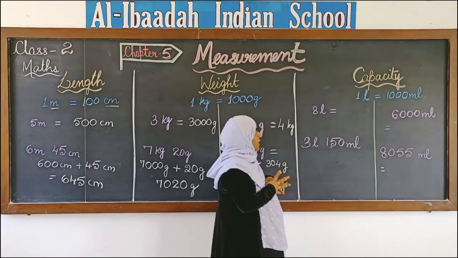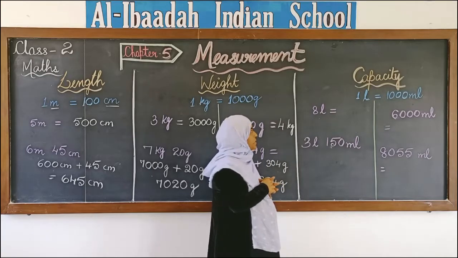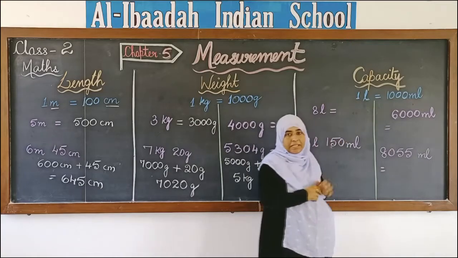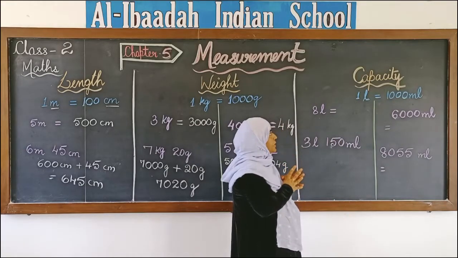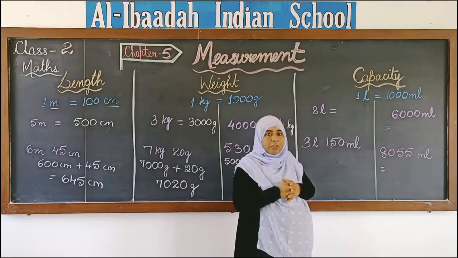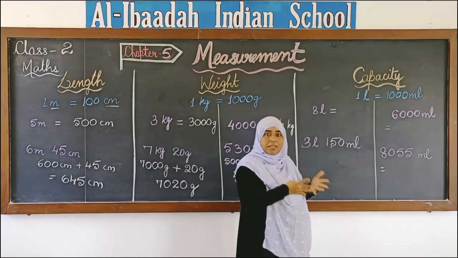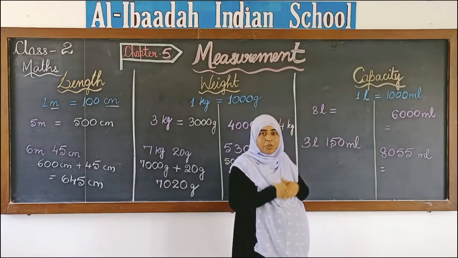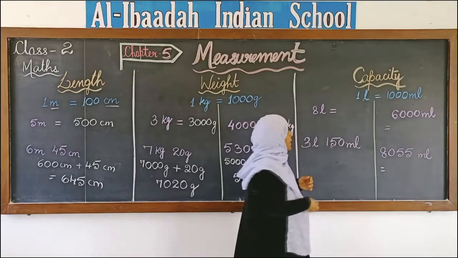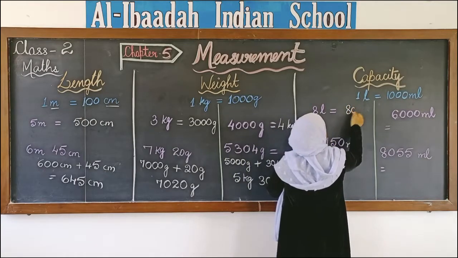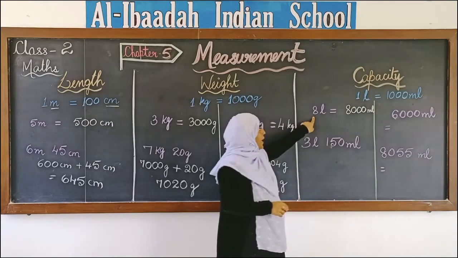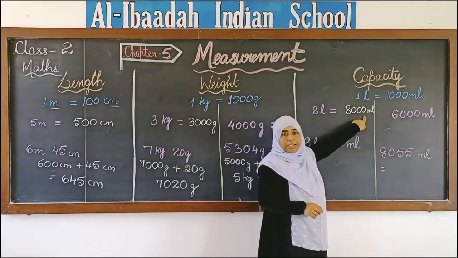Now we'll try to convert liters to milliliters first. So 8 liters we have to convert to milliliters. Now 1 liter is equal to 1000 milliliters. 2 liters will be 2000 milliliters. 3 liters will be 3000 milliliters. So what will be 8 liters? 8 liters will be equal to 8000 milliliters. So 8 liters is 8000 milliliters.